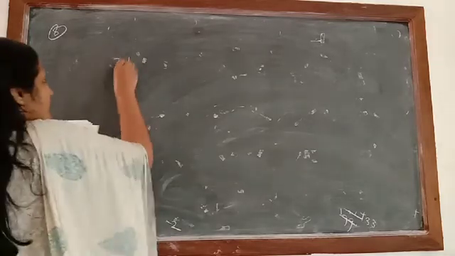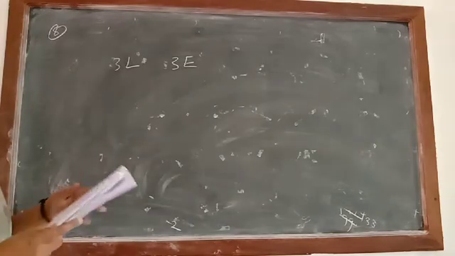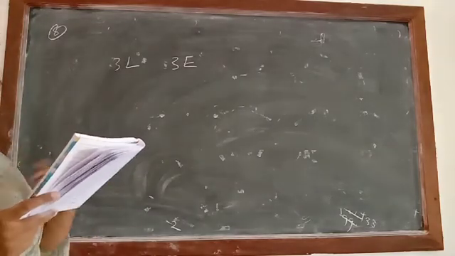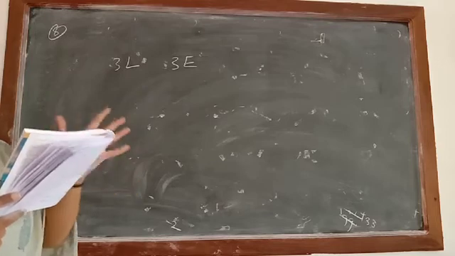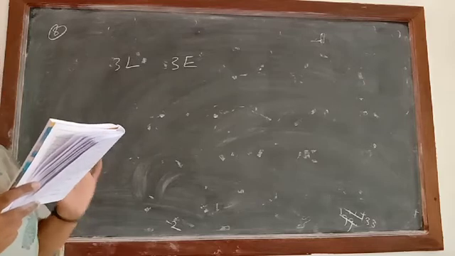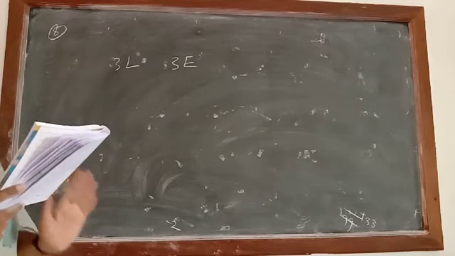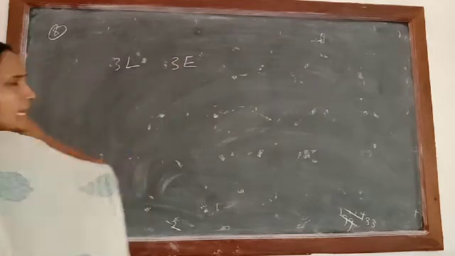So we have 3 letters and 3 envelopes also. The letters are inserted into the envelopes at random so that each envelope contains exactly one letter. Now the question is, find the probability that at least one letter is in the proper envelope. 3 letters are there and 3 envelopes are there.